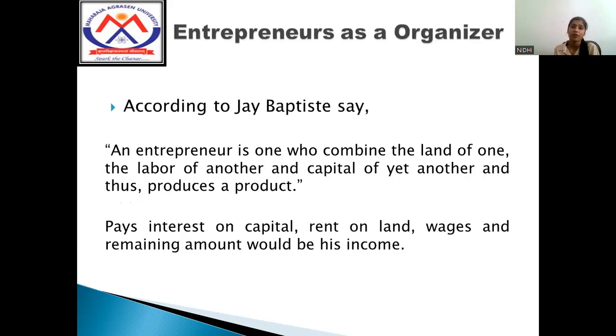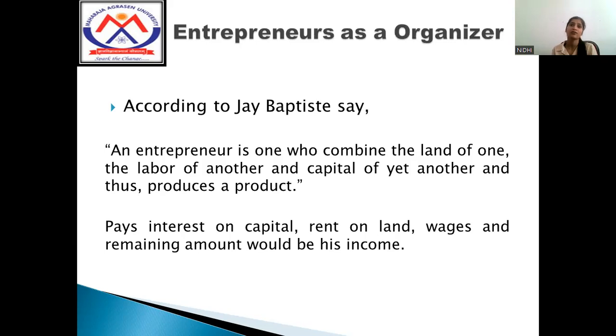Next is the entrepreneur as an organizer. This theory is given by J. B. Say. He has defined the entrepreneur as the organizer, the one who combines the land of one, the labor of another, and the capital of yet another, and thus produces a product.